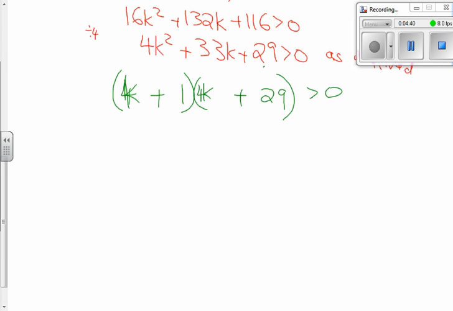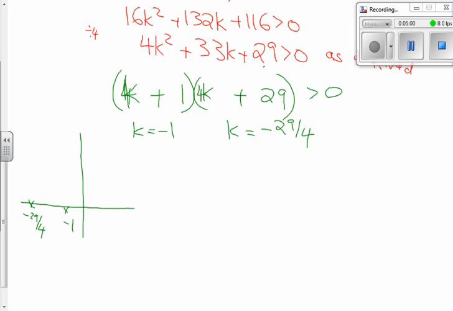Now, where does it equal 0? It equals 0 when k is minus 1. It equals 0 when k is minus 29 over 4. We want it to be bigger than 0. We're going to have to do a tiny bit more work to decide when it is. So minus 29 over 4, minus 1. Here's your quadratic in k.